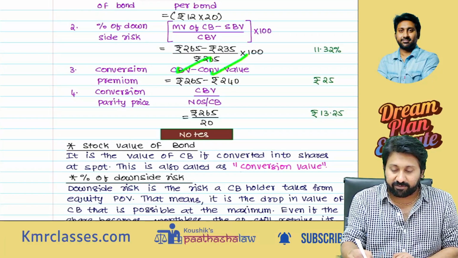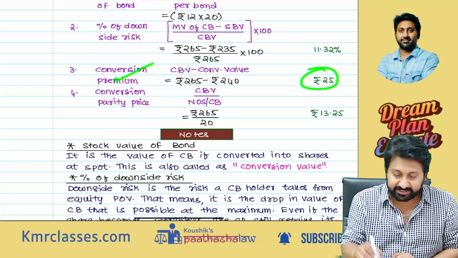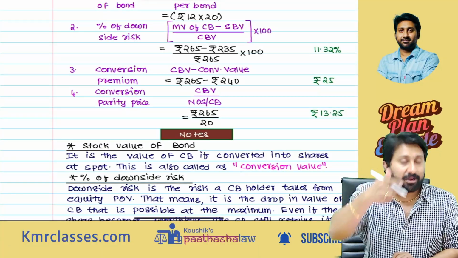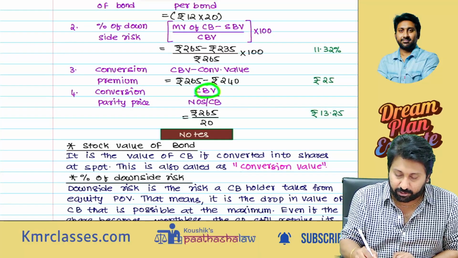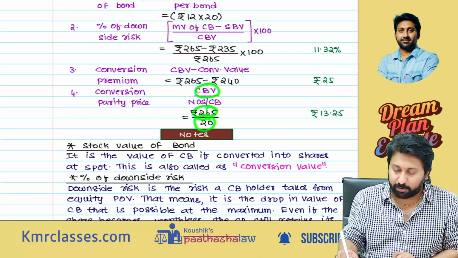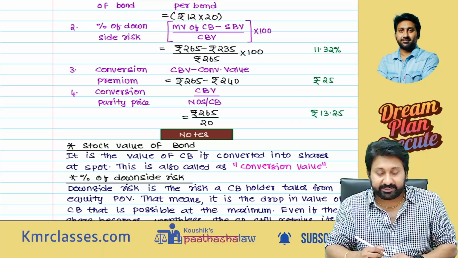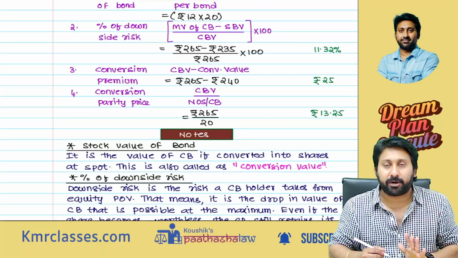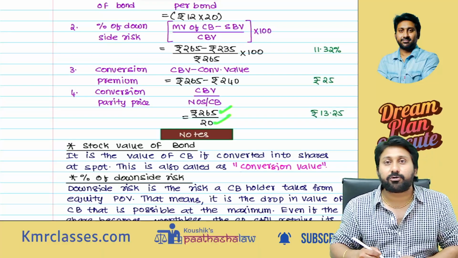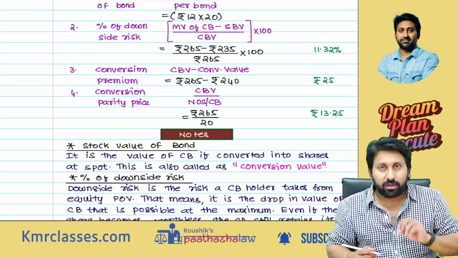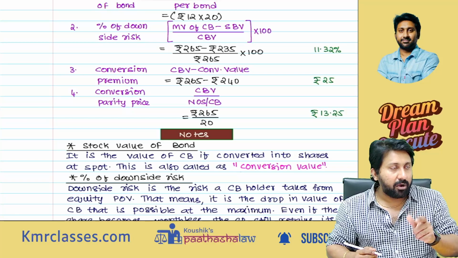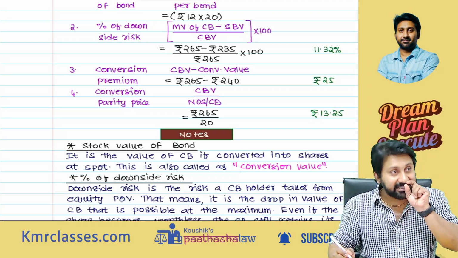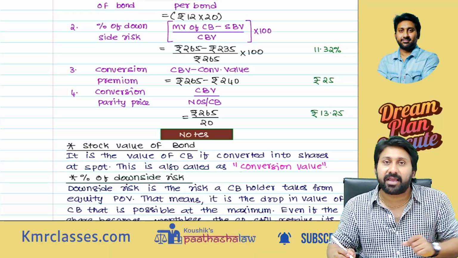So, conversion premium is convertible bond value minus conversion value, 25. Conversion parity price: per bond, how much extra are you paying? It is convertible bond value divided by number of shares per bond. I am paying 13.25 rupees for each share, because each bond is getting converted into 20 shares. So you are paying 13.25 rupees for each share to get converted, by buying it as a convertible bond.